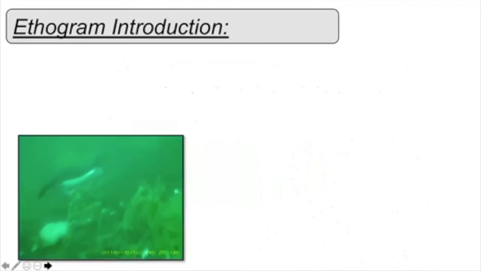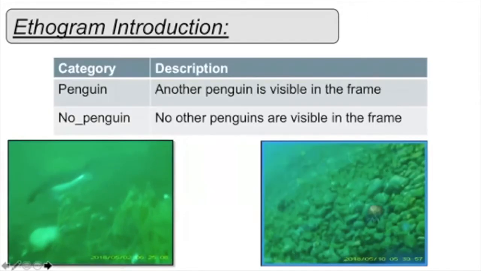So with that in mind, we want to create a pipeline that can quickly identify when penguins are foraging in groups. And so our ethogram is going to consist of two categories: penguin, when other penguins are visible in the frame, like you can see here on the left, and no penguin, when no conspecifics are visible in the frame, which you can see an example of here on the right.